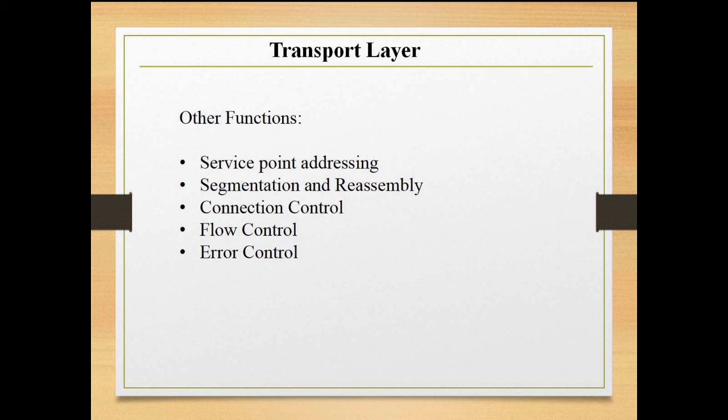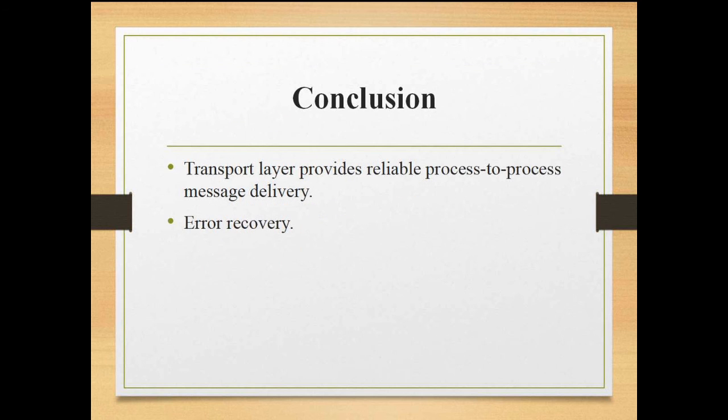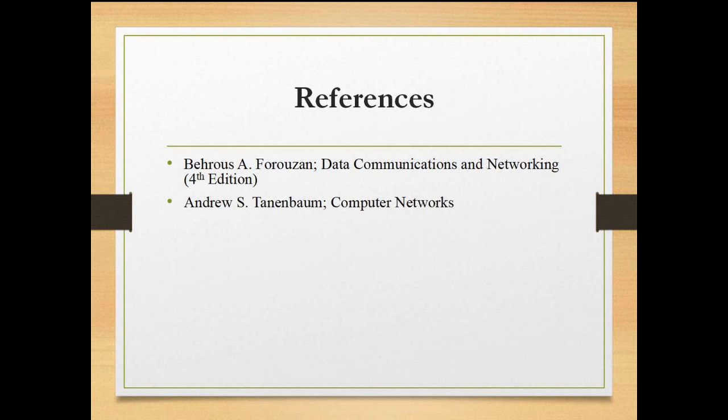The sending transport layer makes sure that the entire message arrives at the receiving transport layer without error, damage, loss, or duplication. Error correction is usually achieved through retransmission. So, these are the functions of a transport layer. To conclude, the transport layer provides reliable process-to-process message delivery and it is responsible for error recovery. Thank you.